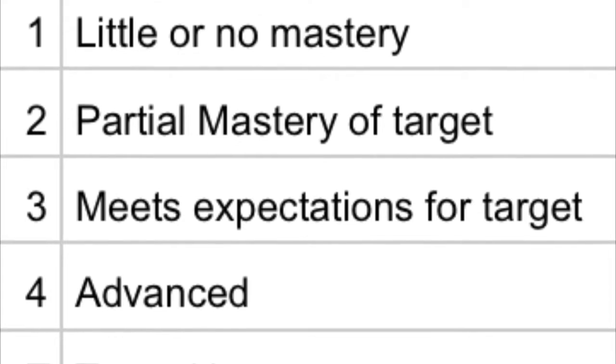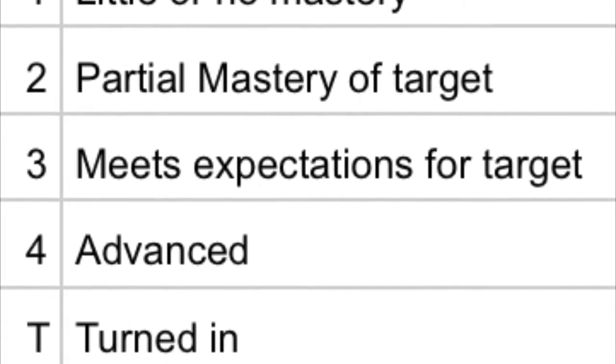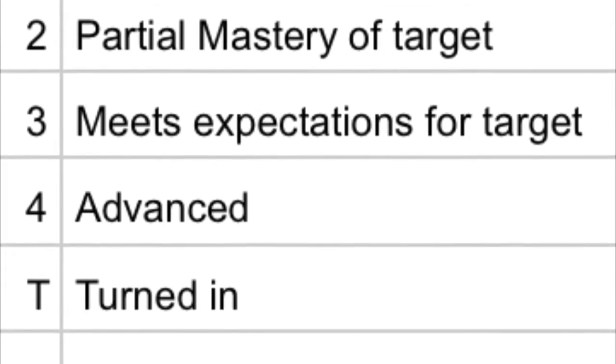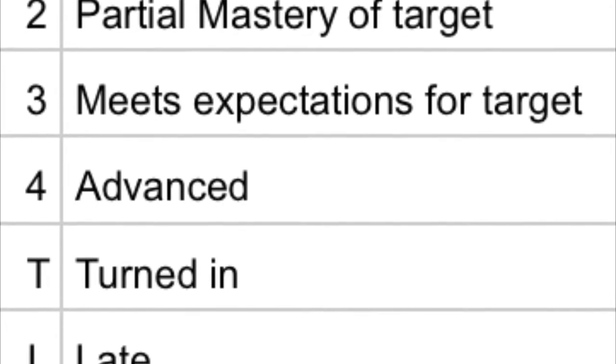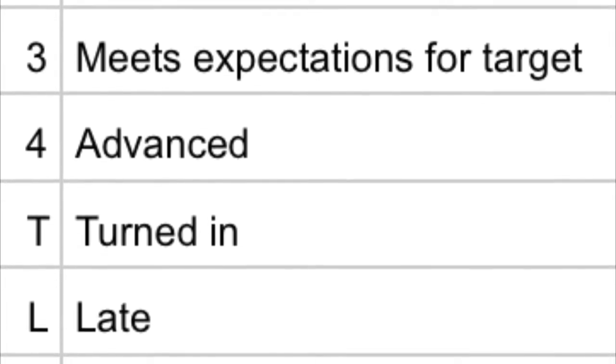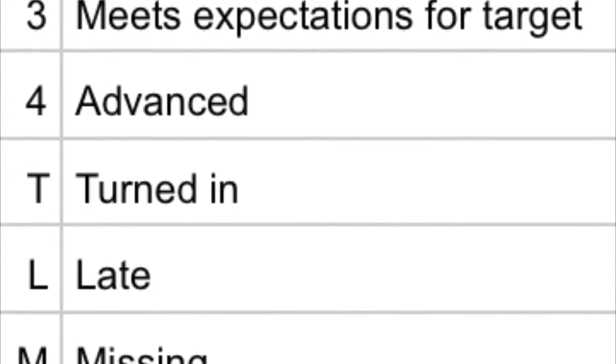Infinite Campus uses a grading scale that goes like this. 1 is little or no mastery, 2 is partial mastery of target, 3 is meets expectations for target, and 4 is advanced. T is turned in, L is late, and M is missing.